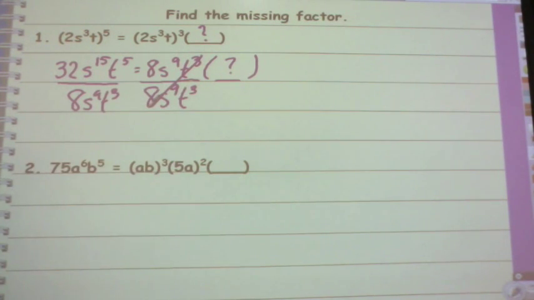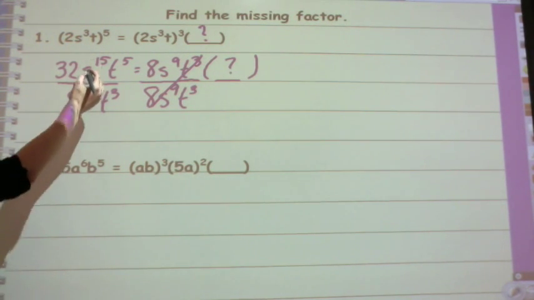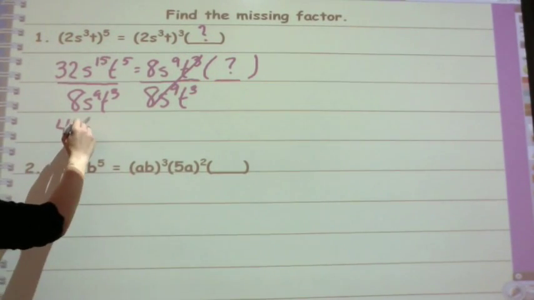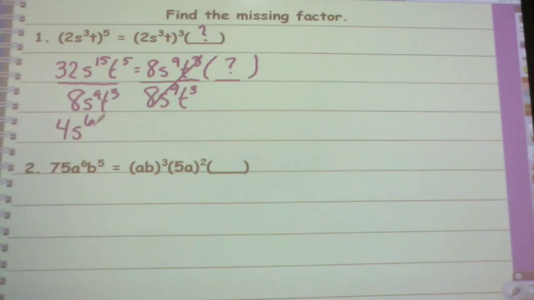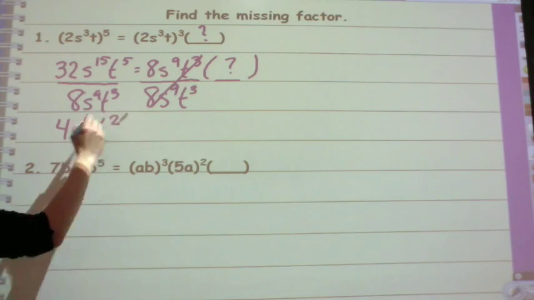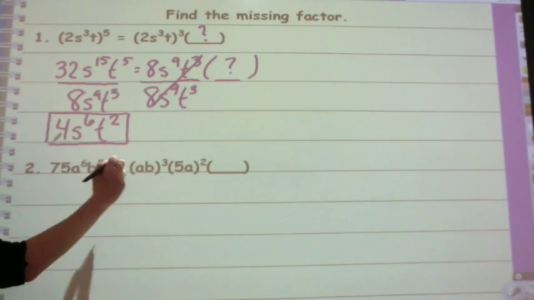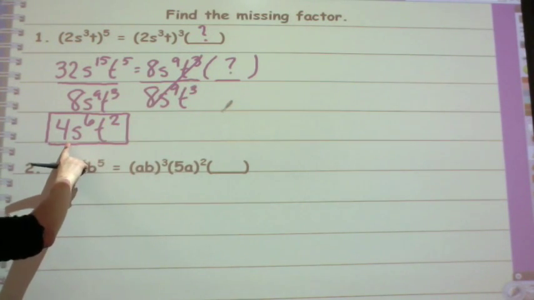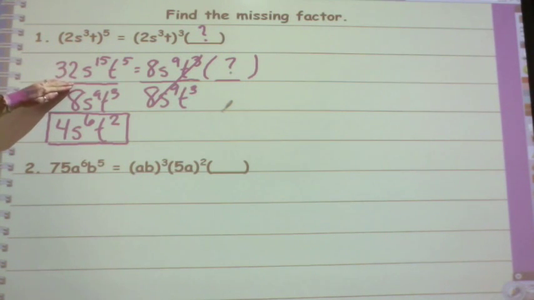These cancel. 32 divided by 8 is 4. And then we have 15 s's on the top and 9 s's on the bottom. So we will get 15 minus 9, which is s to the 6th. And then this is like 5 t's on the top and 3 t's on the bottom. You'll be left with 2 t's on the top. And that's our answer. To check your work, you can multiply 8s to the 9th t to the 3rd times our answer, and you will get 32s to the 15th t to the 5th.